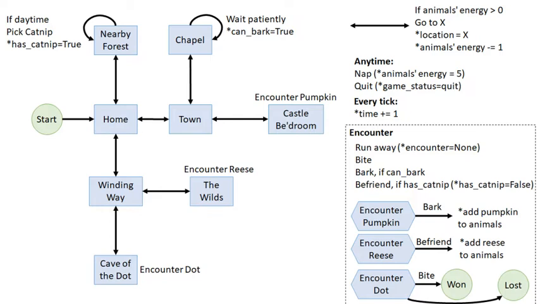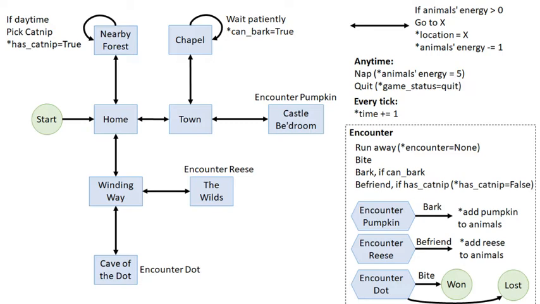Now, you can at any time nap in order to restore your animal's energy. And you can also, of course, at any time quit. That's a requirement for any game. You don't necessarily need to articulate that on your diagram, but I figured why not be explicit. So at any time I can quit the game. And also, every tick of the game, every round of input, there's a time variable, a time attribute, that's being incremented by 1. And time will affect various things about the world.